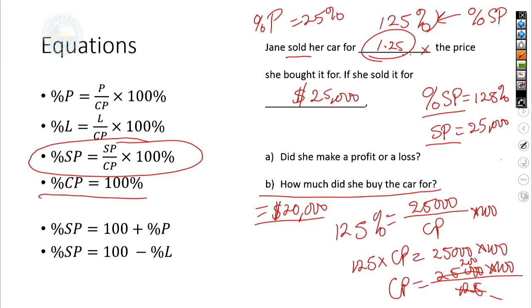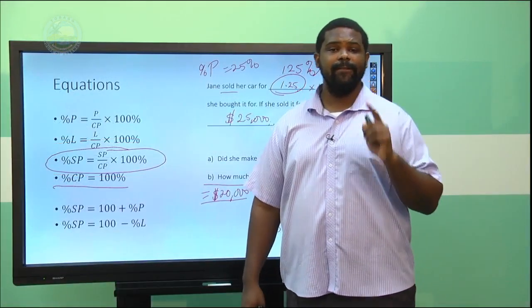25% of 20,000, if you don't know it, you could pull out your calculators real quick, do 25 over 100, multiply by 20,000, you will get that answer is 5,000. And then 20,000 plus 5,000 is 25,000. So you see, working backwards, working forwards, the numbers remain the same.